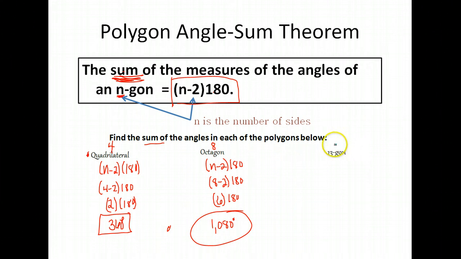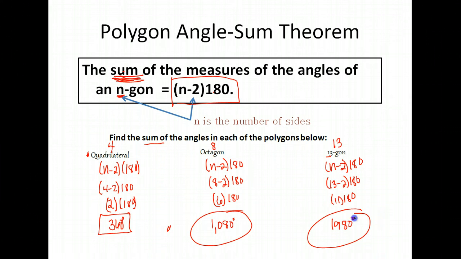And finally, let's do a 13-gon. How many sides does a 13-gon have? It has 13. Again, we just put that into the formula. We want the sum of the angles inside a 13-gon. We do n minus 2 times 180. Our n in this case is 13 because we have 13 sides. 13 minus 2 is 11. So it would be 11 times 180. The total degrees, if we add all the angles inside a 13-gon, is 1,980 degrees.